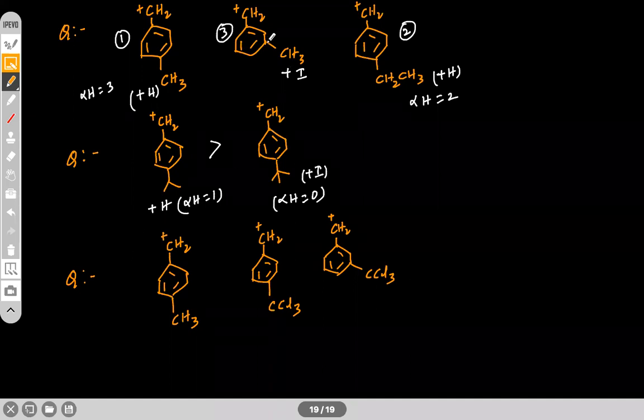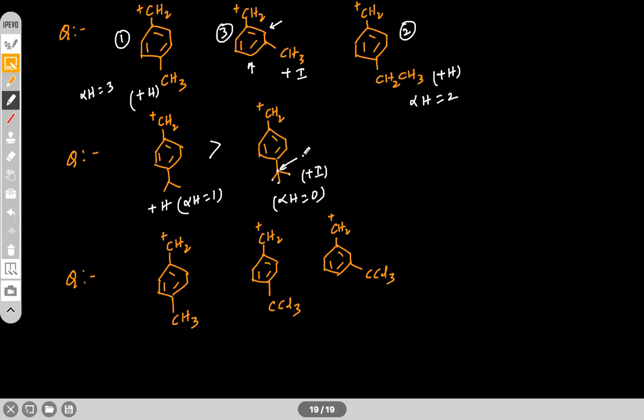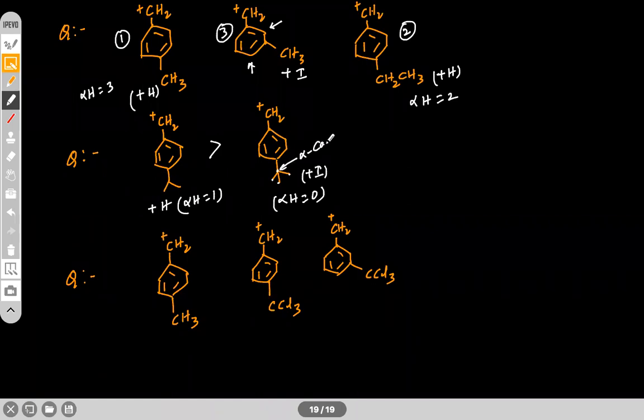Okay, Aditya. At the meta position, hyperconjugation is not possible. We have seen hyperconjugation affects this position and this position. So any group attached at this meta position, here we do not have any alpha hydrogen. This is carbon, this is carbon, this is carbon. This carbon is the alpha carbon, right? Which does not have any hydrogen. Hence it is not possible.